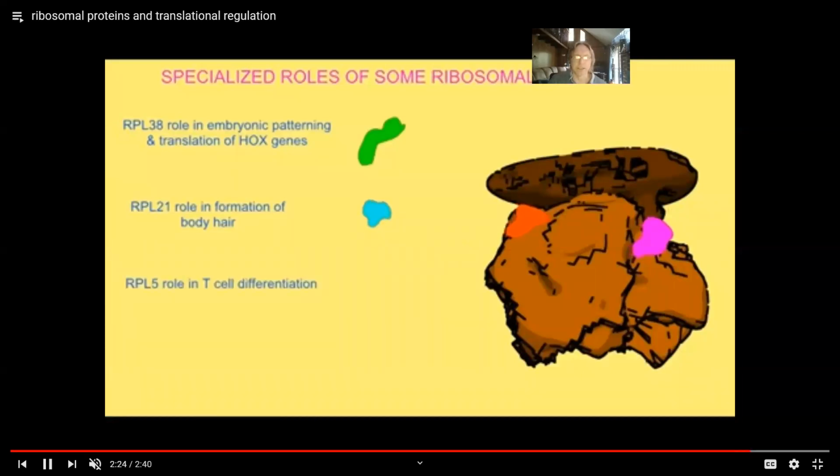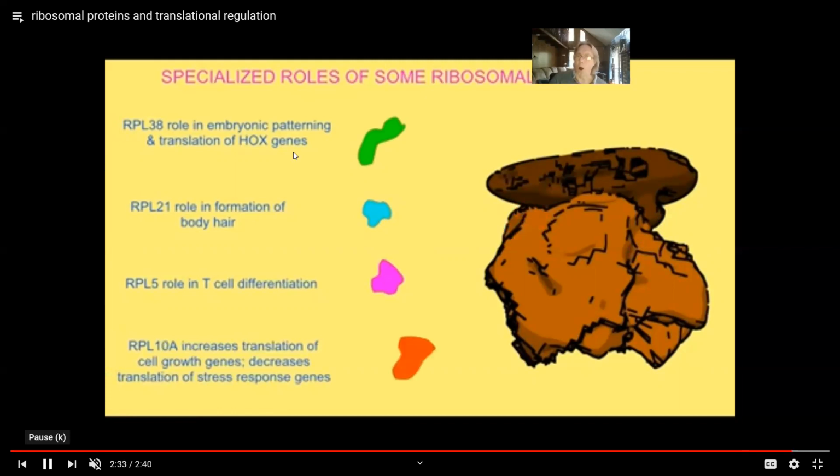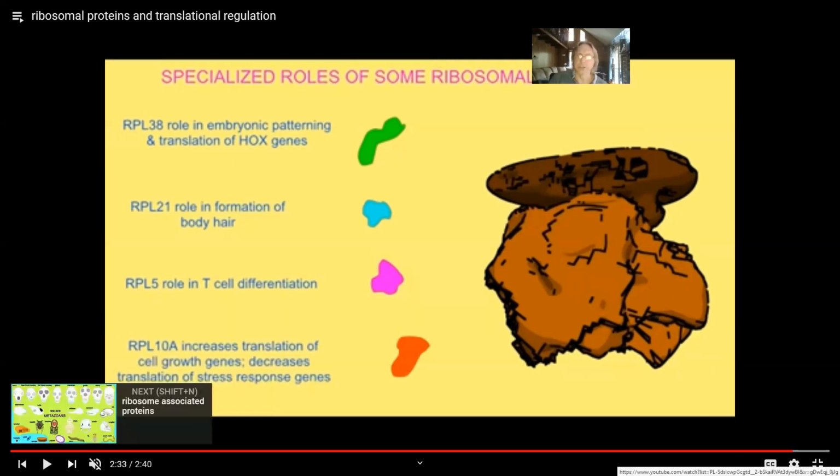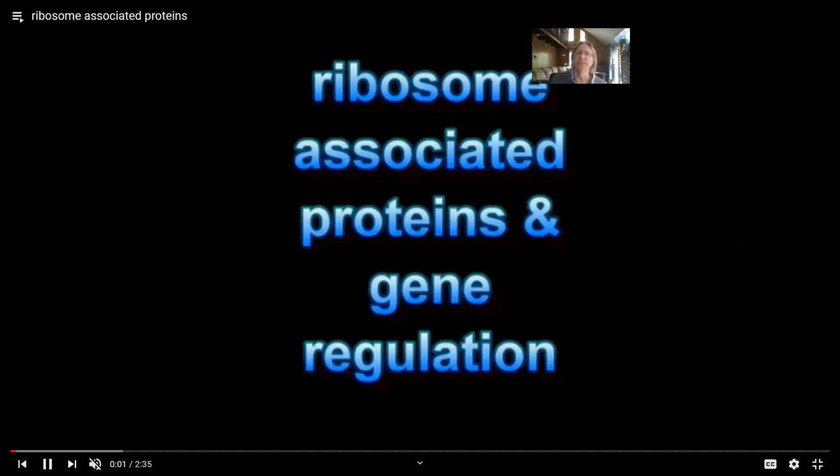So here you can see just the names of different ribosomal proteins, they're numbered 38, 21, 5. They can make part of ribosomes, but not every ribosome, just the ribosomes which are translating HOX genes, or just those making body hair or involved in the differentiation of white blood cells, etc. So translation can then vary by the proteins which are actually inside the ribosome. And then in addition to that, there can be what are called RAPs, ribosome associated proteins.